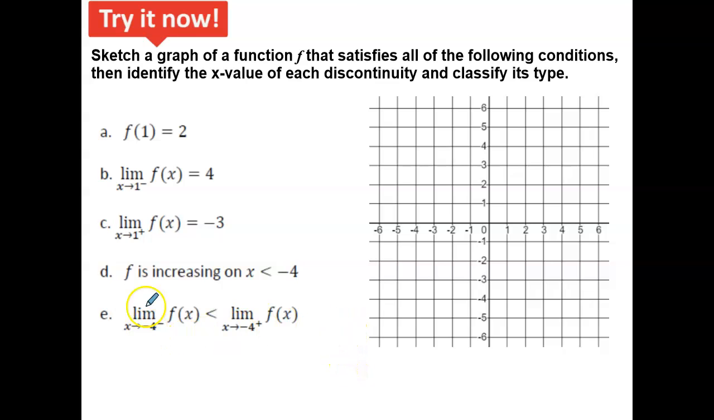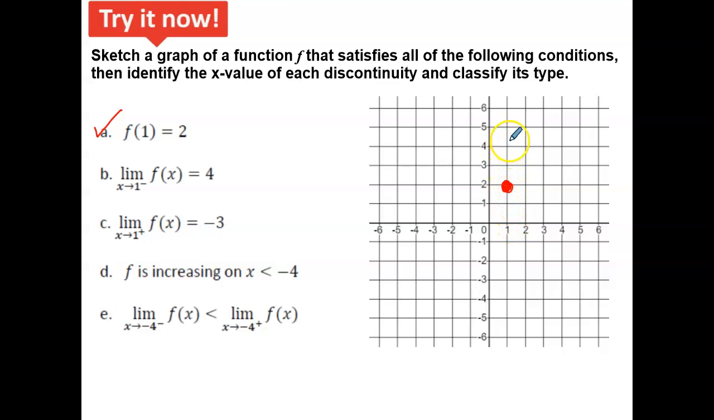So f of 1 equals 2 means I need a closed circle on this graph where x is 1 and y is positive 2. And that will satisfy the first condition. Okay, then the limit as x approaches 1 from the left of the function f, so I'm headed from the left towards positive 1, that limit has to equal 4.